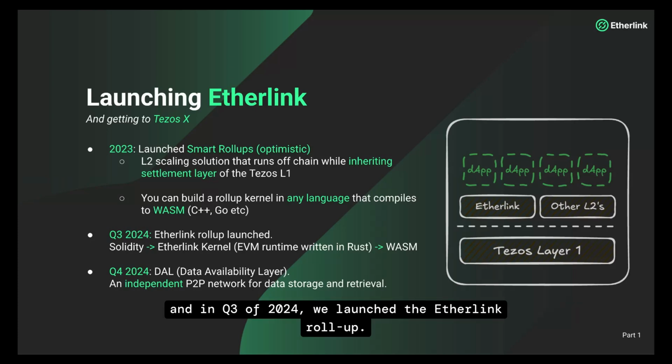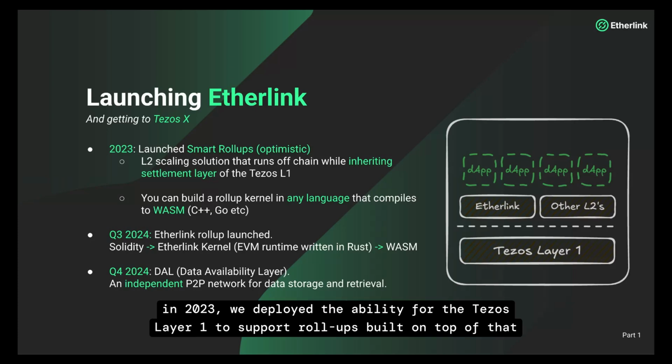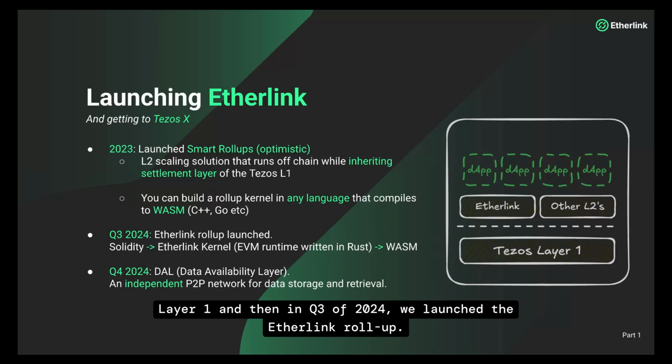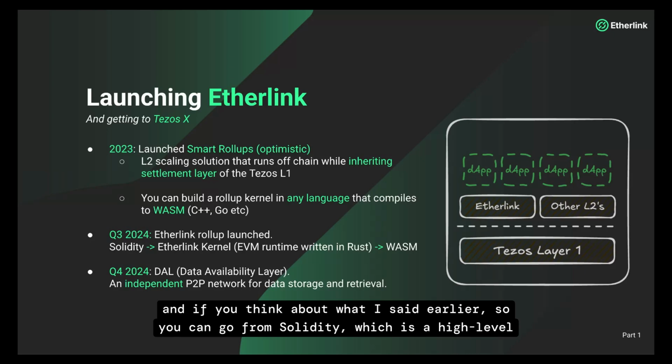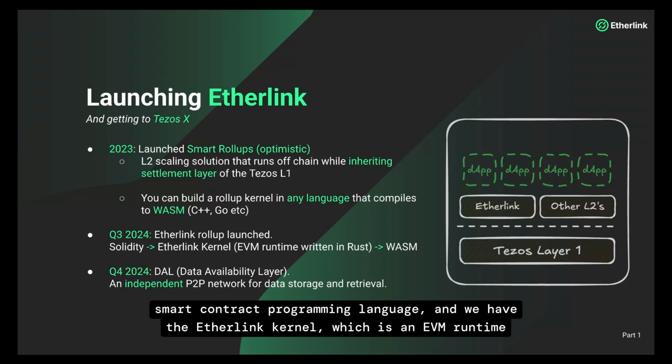Then in Q3 of 2024, we launched the Etherlink rollup. So in 2023, we deployed the ability for the Tezos Layer 1 to support rollups built on top of that Layer 1. And then in Q3 of 2024, we launched the Etherlink rollup. And if you think about what I said earlier, you can go from Solidity, which is a high-level smart contract programming language. We have the Etherlink kernel, which is an EVM runtime written in Rust.